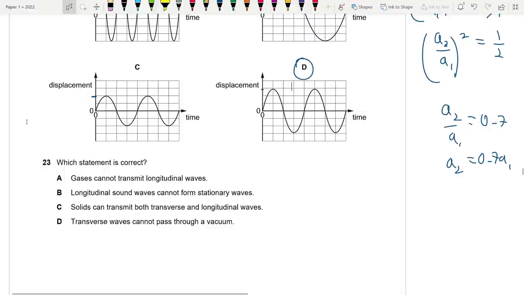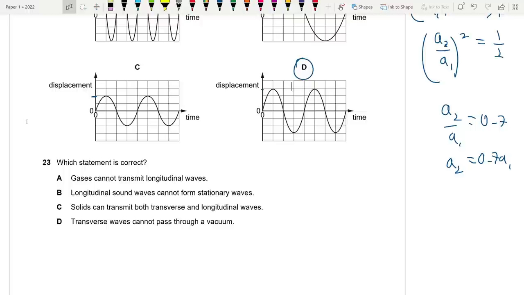22 is D. Interesting sum. 23. Which statement is correct? Gases cannot transmit longitudinal waves. This is wrong. We need sound, right? Air is a gas. It can transmit longitudinal waves. Longitudinal sound waves cannot form stationary waves. This is wrong. We form them in tubes.